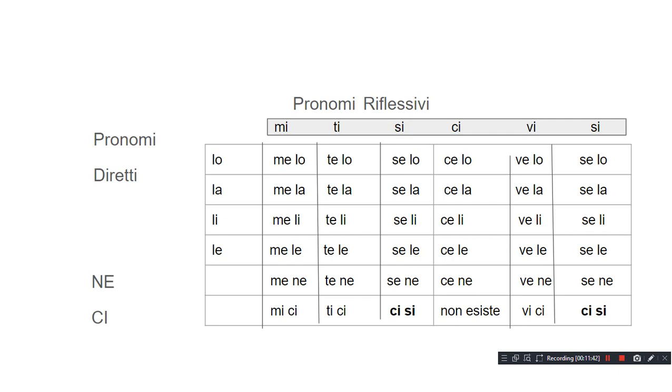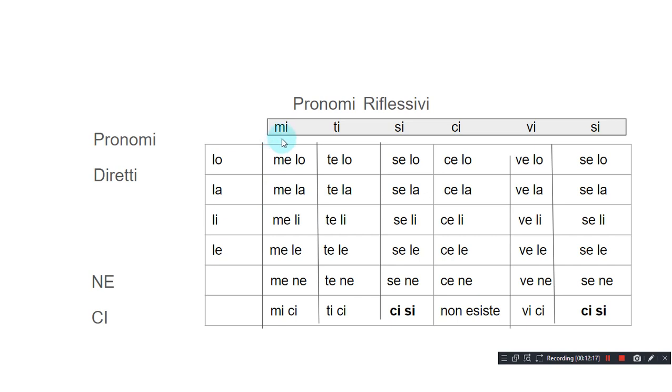Si è dimenticato di andare in ufficio. He forgot to go to the office. Some verbs are not reflexive verbs in English. The verbs in Italian sometimes may not have their correspondences in English as a reflexive verb. So we have the pronomi diretti here, and ne and ci used with those pronouns.